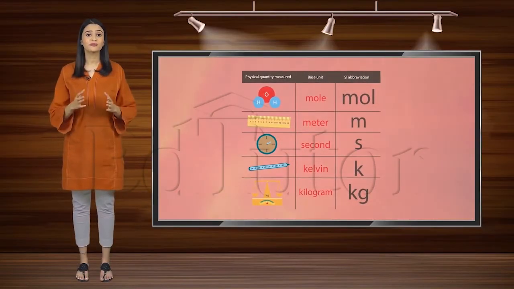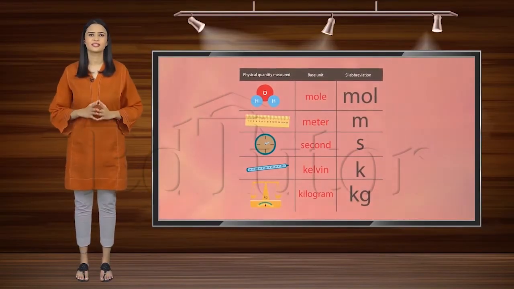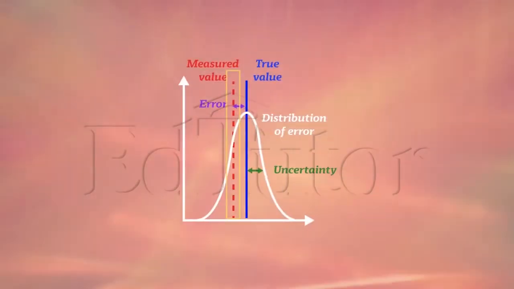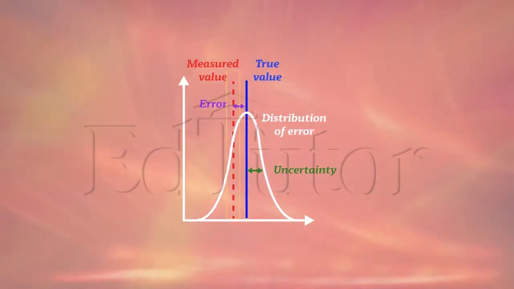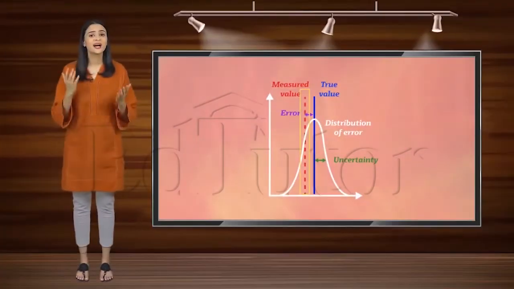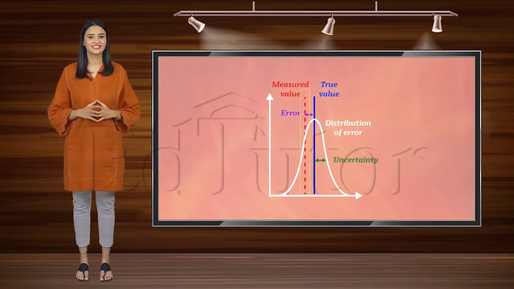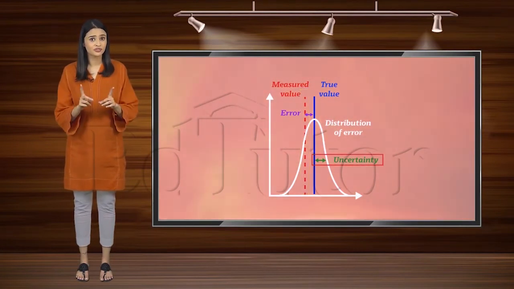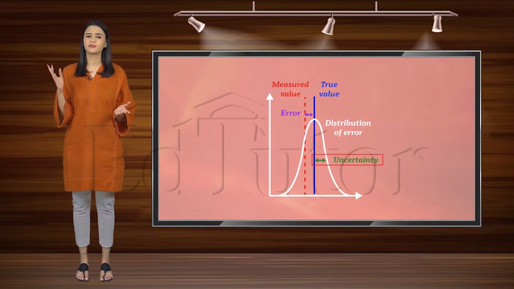Physics is based on the measurement of physical quantities. But the problem is, whenever a quantity is measured, there is naturally some uncertainty about its measured value. There are multiple reasons for the uncertainty. We discussed some of those reasons in the previous video.